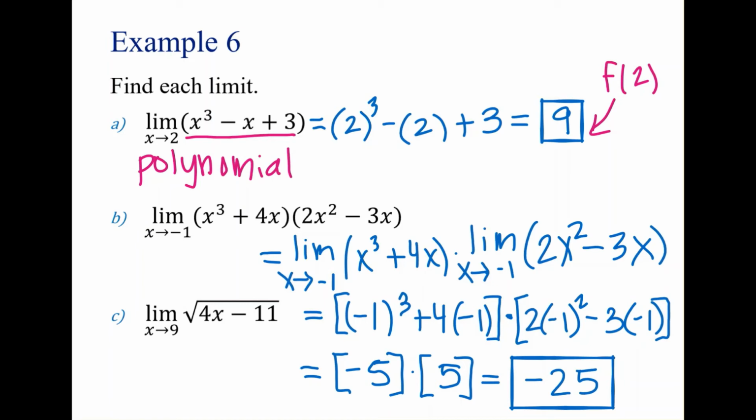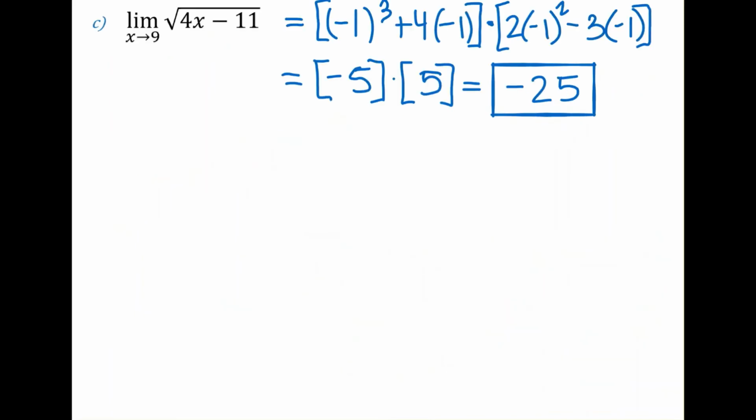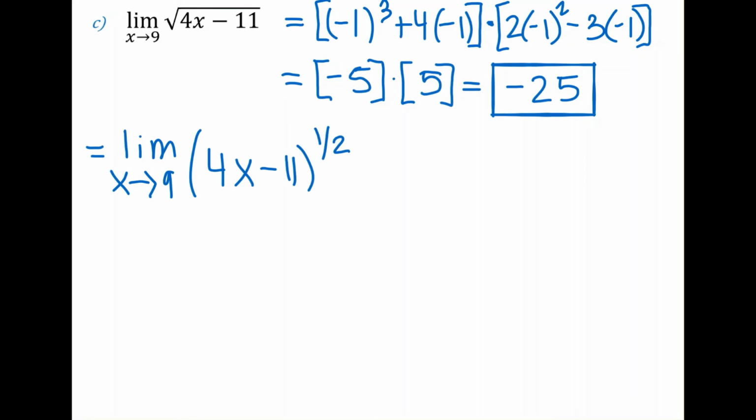Part C, the limit as x approaches 9 of the square root of 4x minus 11. If you look at the properties of limits, we actually don't have any rules for a square root. However, one thing that you must remember is that a square root is equal to a half power. So we can rewrite the square root of 4x minus 11 as 4x minus 11 to the half power. So because we rewrote the square root as a half power, we can now use the power property of limits.